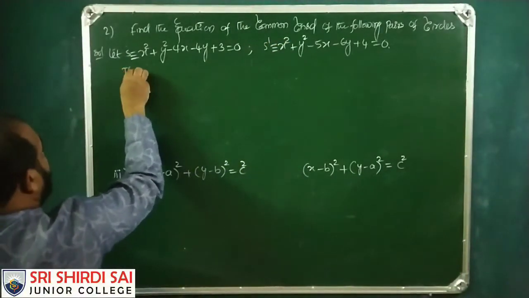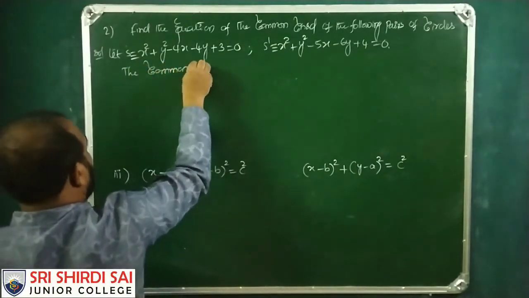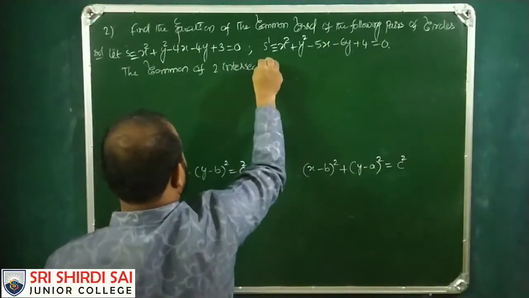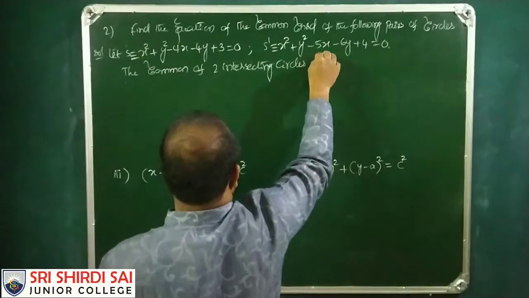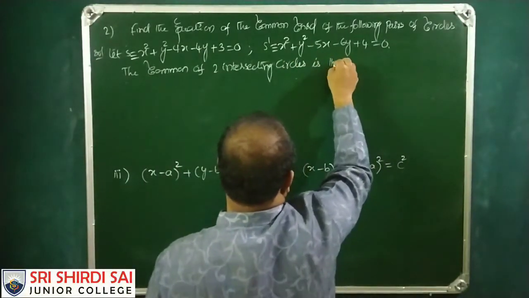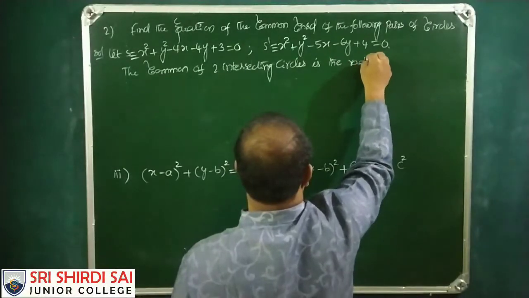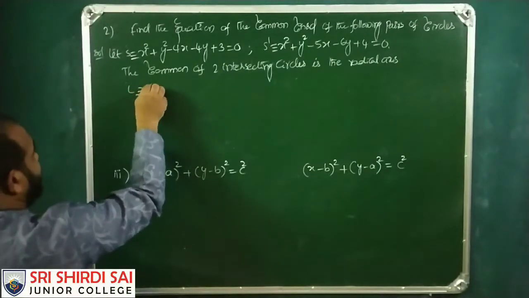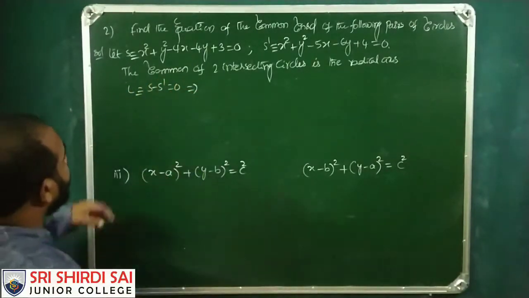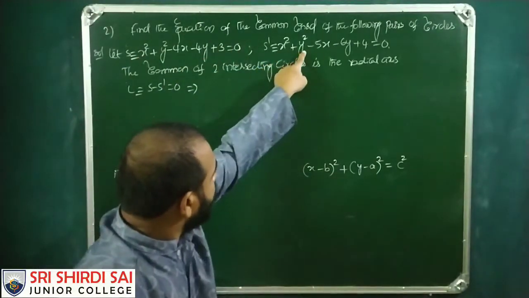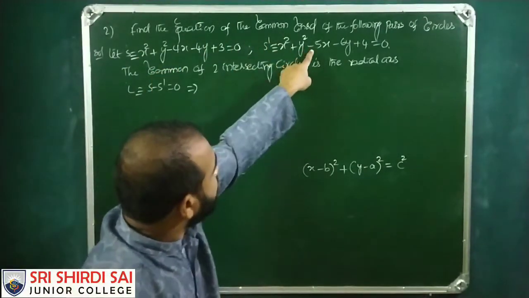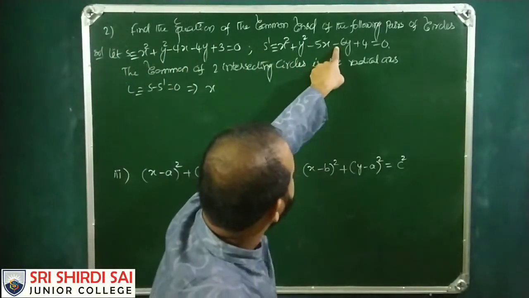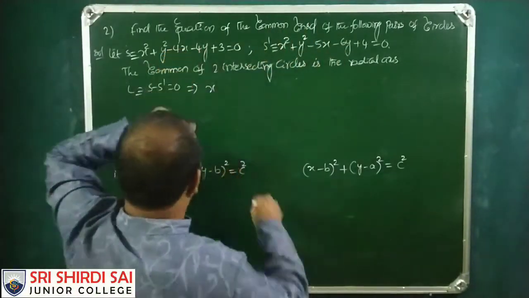So, the common chord of two intersecting circles is the radical axis. That's why the radical axis S minus S dash equals 0 is x square plus y square minus of x square plus y square gets cancelled. Minus 4x minus of minus, so plus 5x, minus 4x is x. Minus 4y minus of minus plus 6y, minus 4y is 2y.